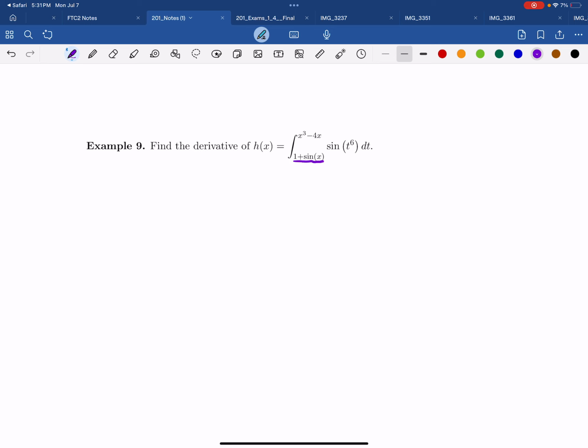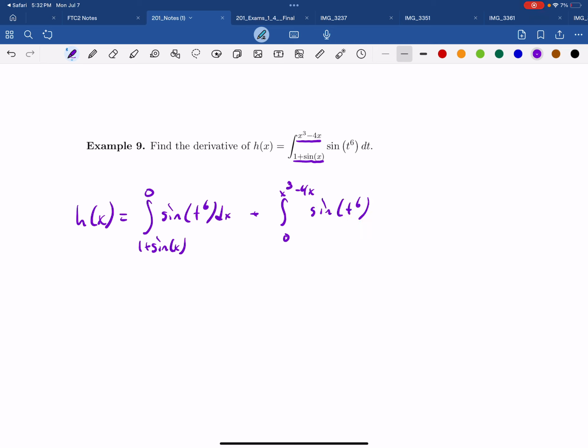Because we have an x term in the bottom and an x term up top, we have to be a little creative. And from integral property number 3, we have to rewrite h of x as the integral from 1 plus sine of x to 0 of sine of t to the 6th dt, plus the integral from 0 to x cubed minus 4x of sine t to the 6th dt. Oh, I said dx here. I meant to say dt.